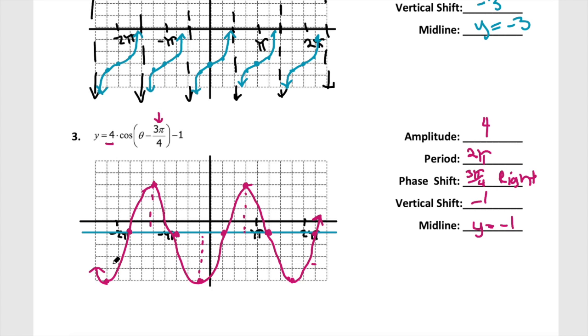Hopefully this video has helped you see how you can use the patterns of trigonometric functions to sketch their graphs after undergoing transformations.